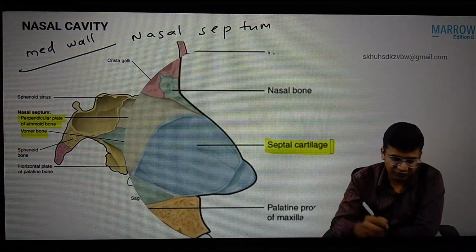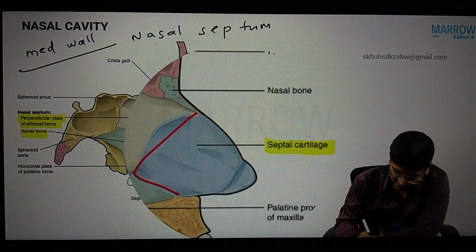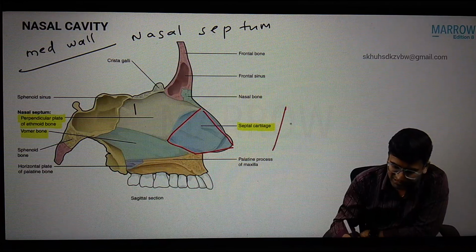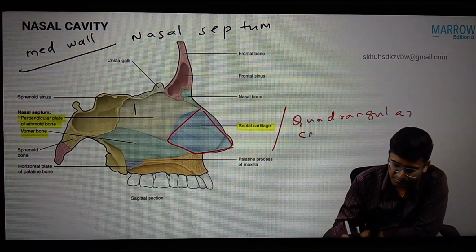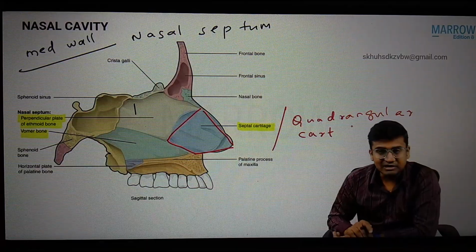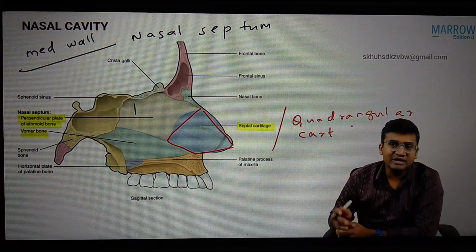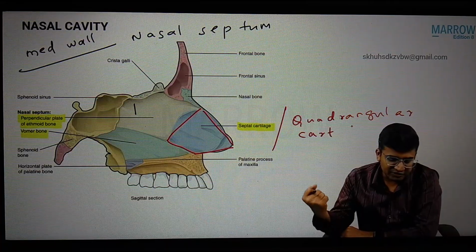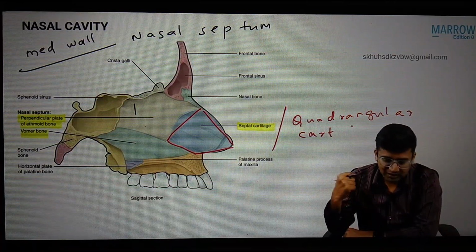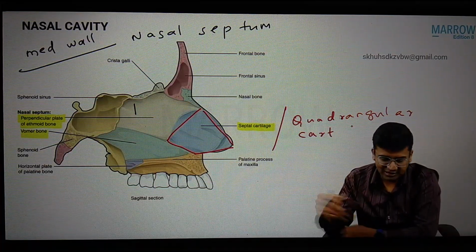Septal cartilage has four sides. See here. So septal cartilage is also known as quadrangular cartilage. Okay, the other name for the septal cartilage. So these are the three main contributions for the nasal septum: perpendicular plate of ethmoid bone, vomer bone, and the septal cartilage. Two bones and one cartilage.